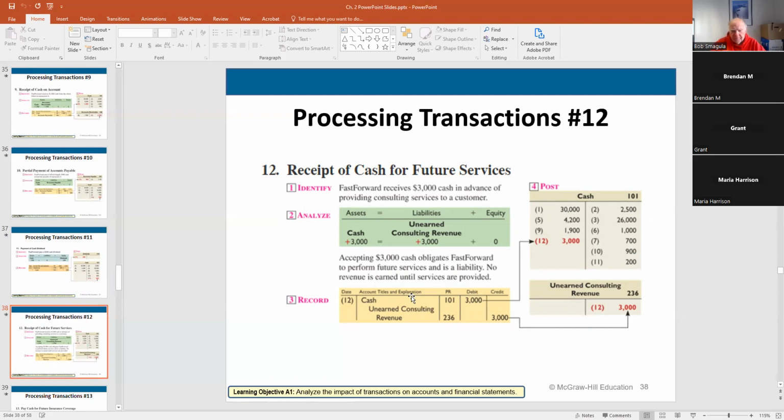This could be a lawyer. You walked into the lawyer and you said, I need you to write up my will. And the lawyer said, I need $3,000 just to get started. Well, we're going to debit cash for $3,000, and we're crediting an account called unearned revenue. Unearned, in this case, consulting revenue. Unearned revenue is a liability. Fast Forward does not owe money, it owes the service. And only when they render the service can they claim it as actual income on their income statement.